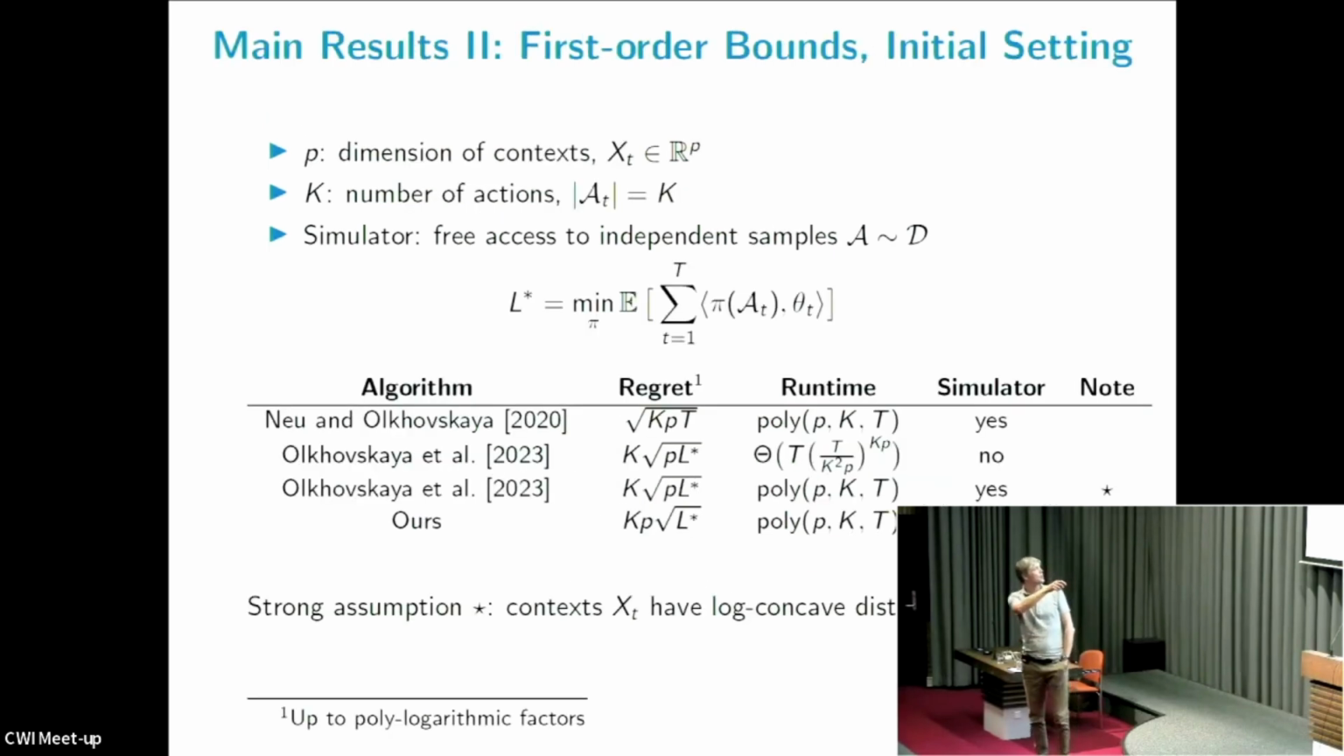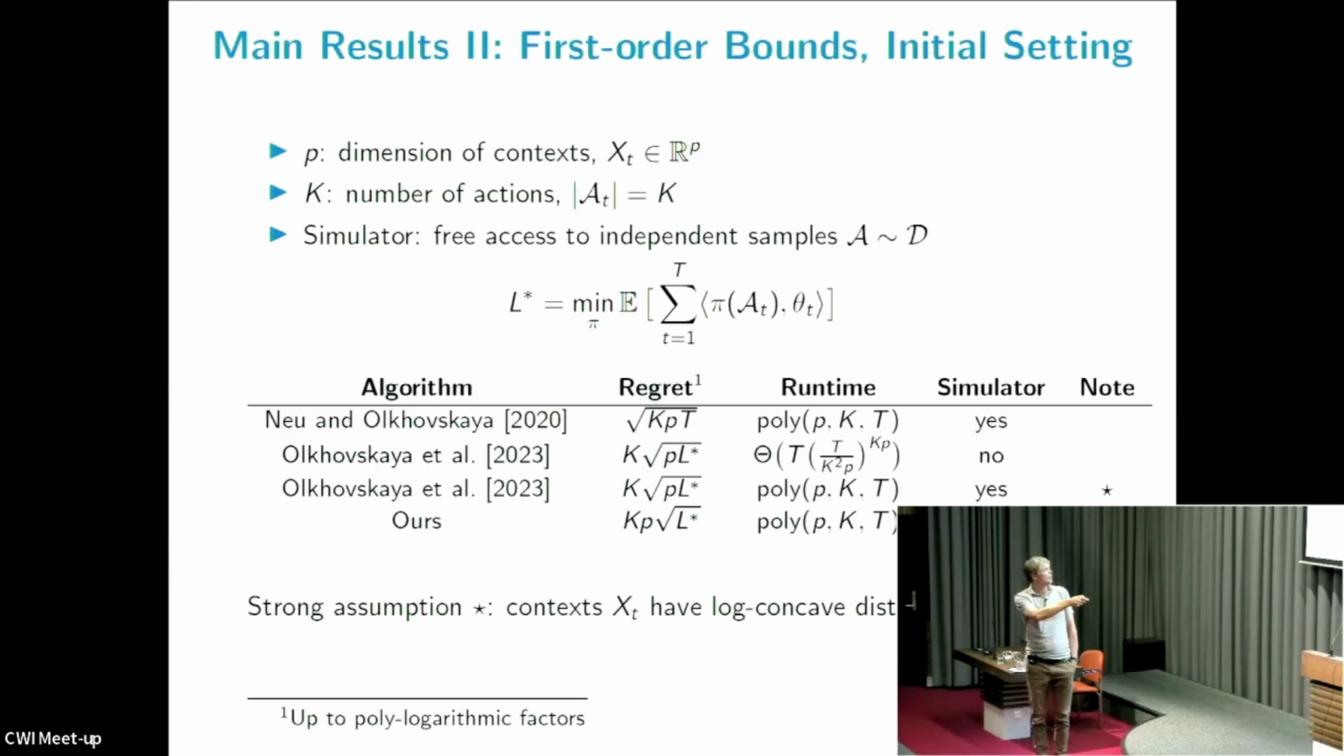So then the setup is like the contexts live in some dimension P, at most K actions, or actually exactly K actions. We have the loss of the optimal policy. And then the rates that people get, if you don't want to have this optimal policy in there, you can get the K and P inside the square root up to log factors. If you do want to get this optimal policy in there, what you would normally expect is that you would just get this rate and replace the T by L star. But no one has been able to do that yet.